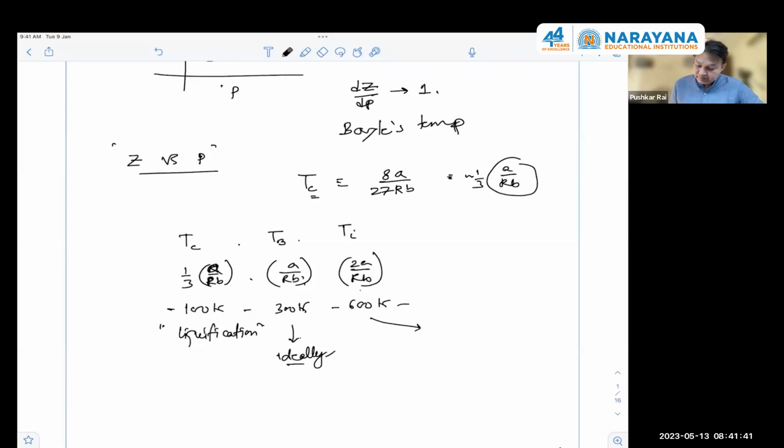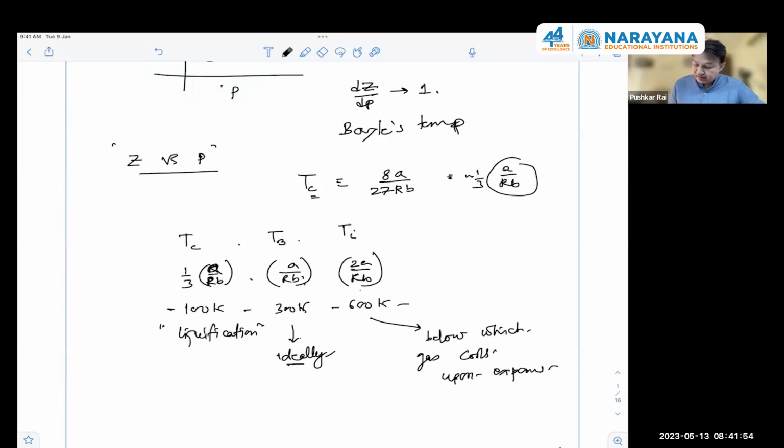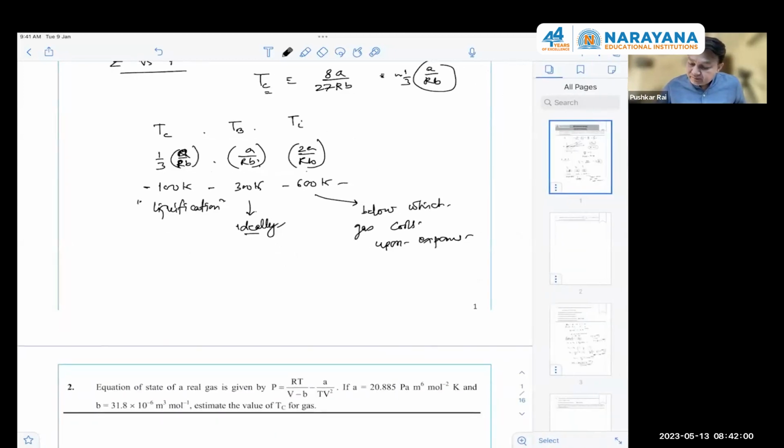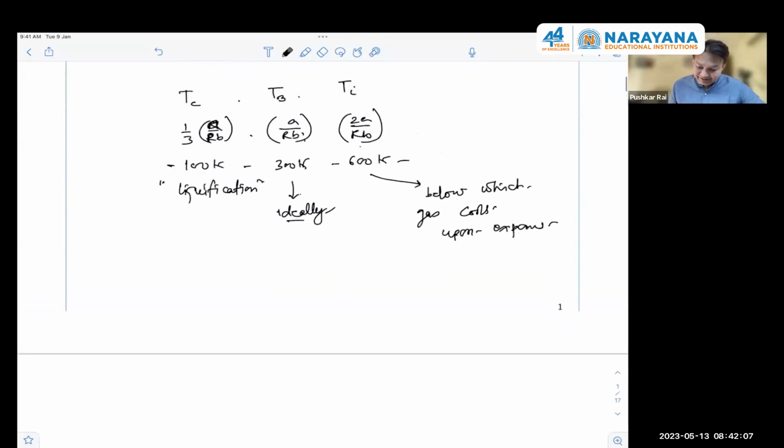And this is the temperature below which, we know this, below which gas what? Cools upon expansion. These are the three very important temperatures. Understand? Please give affirmative. Do you understand? Yes. Let's move ahead.